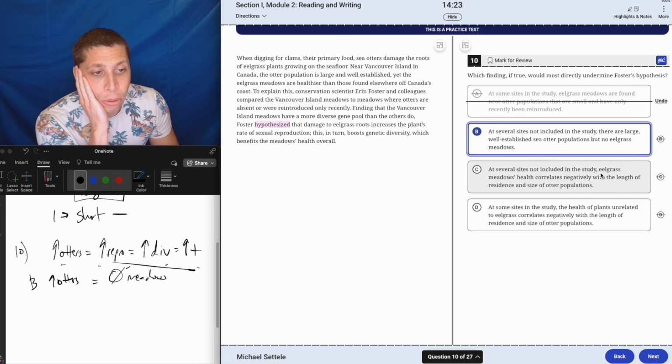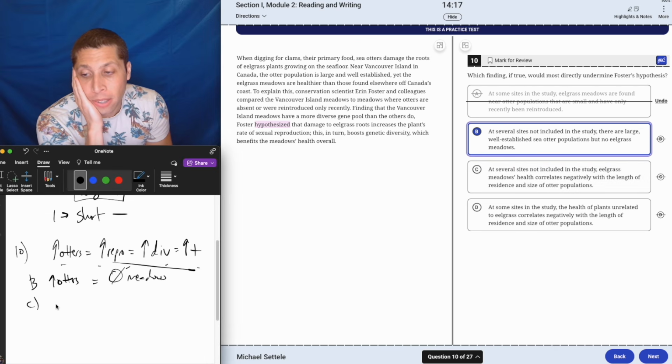At several sites not included in the study, eelgrass meadows' health correlates negatively with the length of residence and size of the otter populations. That might be better. So that means if you have more otters, then with the length of residence and size of otter population, so if you have more otters, you have less health.